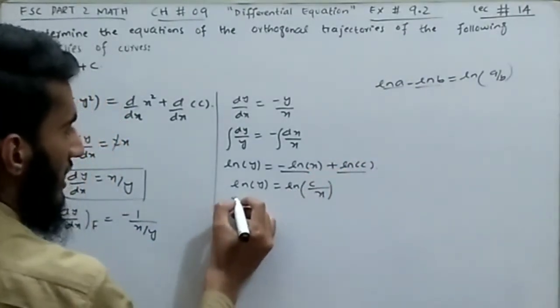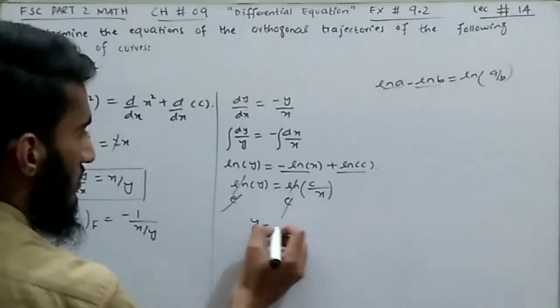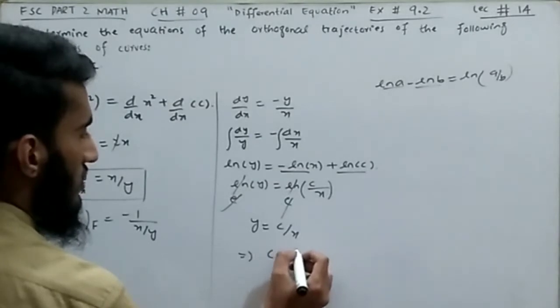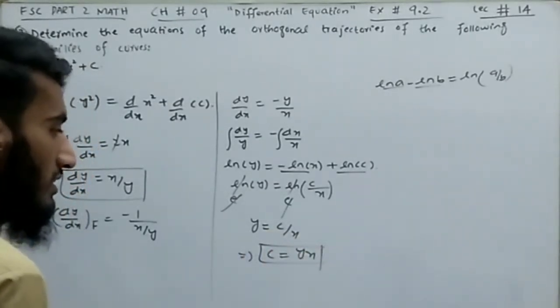So taking the exponential on both sides, e cancels with ln, so it becomes y is equal to c by x. So the required and desired answer in the curve is c is equal to yx. So this is the required equation of the orthogonal trajectory.